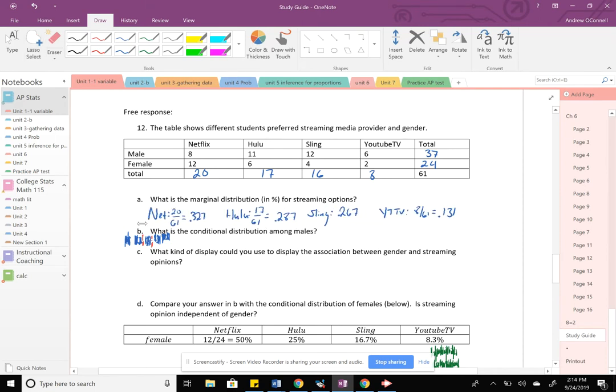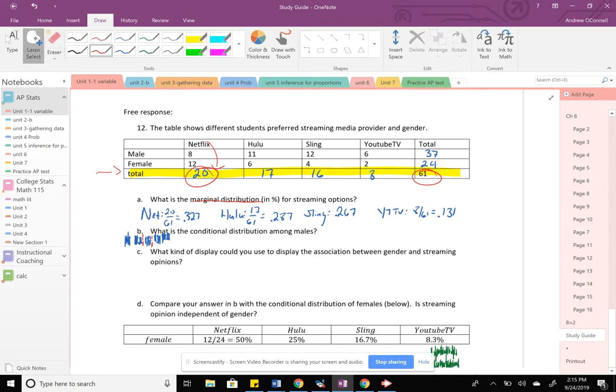So what's the marginal distribution? You need to remember marginal distribution deals with the margins. So this 20 out of 61 came from this 20 total, the 20 people that said Netflix out of 61 people total, or about 32.7% answered Netflix, 28.7% answered Hulu, 26.7% said Sling, and YouTube TV was a small 13%. So you need to know marginal distribution is talking about the totals, the margins of the graph.